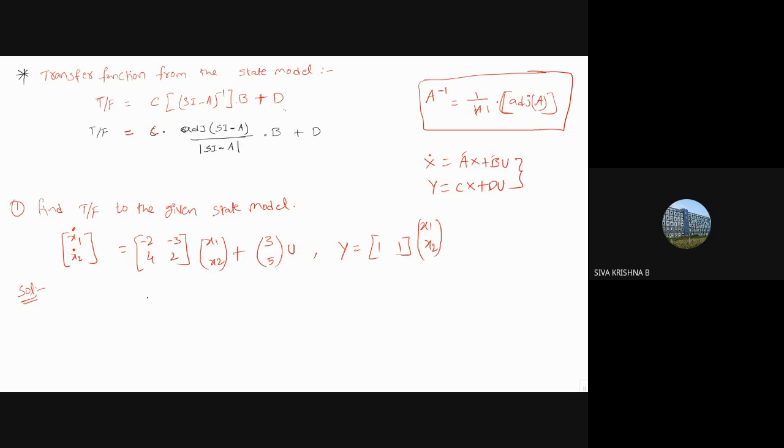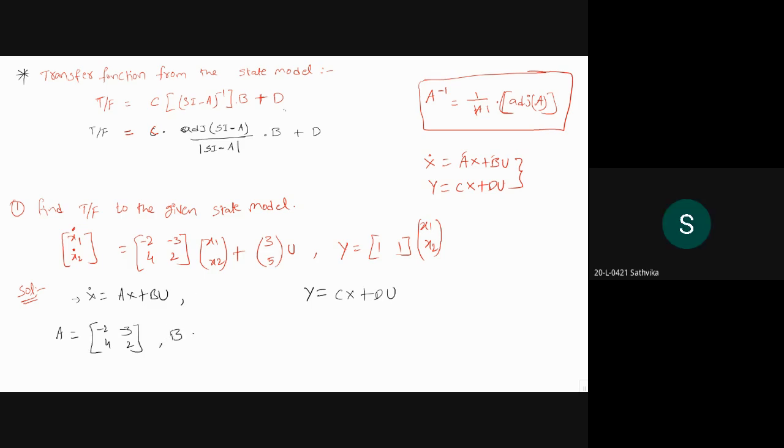Tell me the A matrix. Compare this with our equations. X dot equals AX plus BU, -2, similarly -3, 4, 2. Y equals CX plus DU. Now compare these with our standard forms. Compare the given state model with the standard equations. Then you will get A is -2, -3, 4 and 2. This is matrix A. What about B?